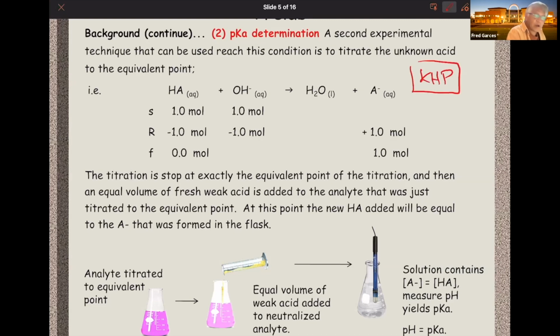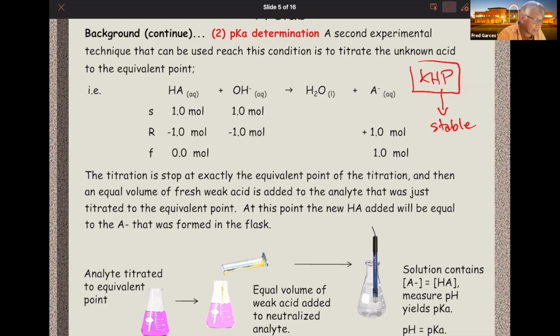KHP is potassium hydrogen phthalate. And the reason why you prepare a solution of potassium hydrogen phthalate is because this is a very stable chemical. Okay, you weigh 30 grams of it. It's not going to pick up water. It'll be the number of moles in 30 grams, pretty much true.